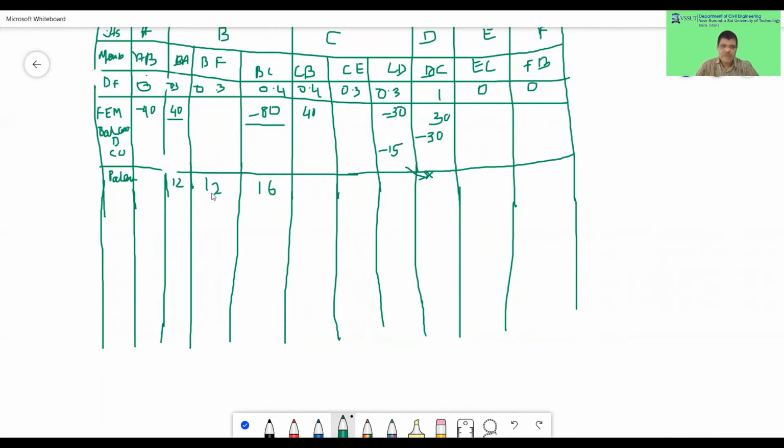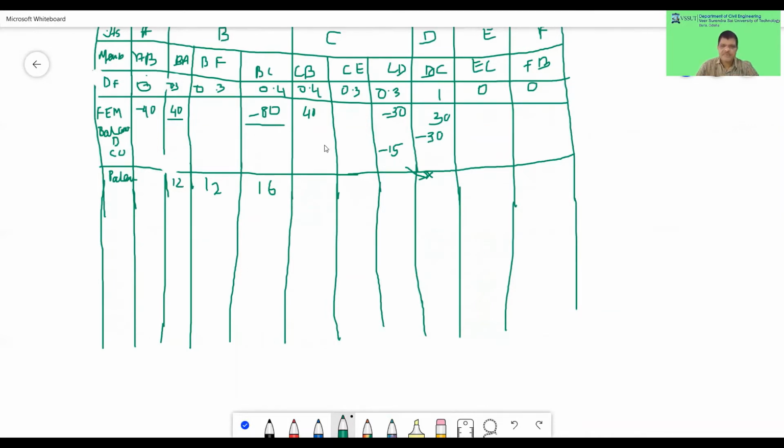So 40 minus 80, then plus 40 becomes minus 40. That is the unbalanced moment. To balance the joint, you have to apply plus 40, and that plus 40 will be distributed among the three members BA, BF, BC in proportion to their distribution factor 0.3, 0.3, 0.3.